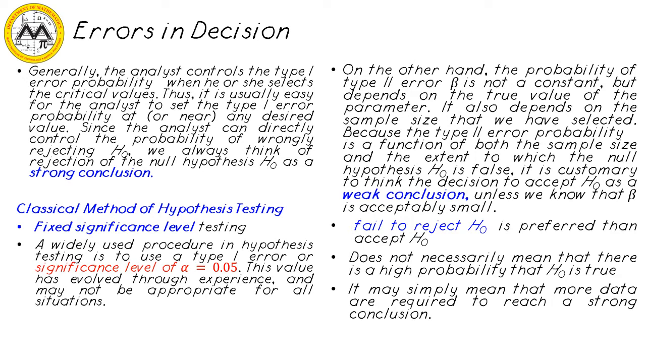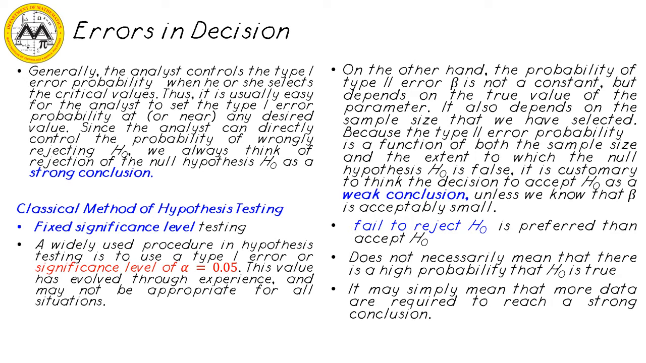On the other hand, the probability of type 2 error is not a constant but depends on the true value of the parameter. It also depends on the sample size that we have selected, because type 2 error probability is a function of both the sample size and the extent to which the null hypothesis H0 is false. It is customary to think the decision to accept H0 as the weak conclusion unless we know that it is acceptably small. So we fail to reject null hypothesis is preferred than accepting the null hypothesis.